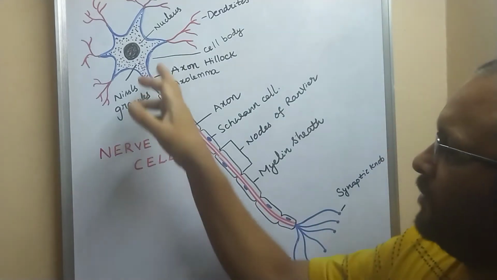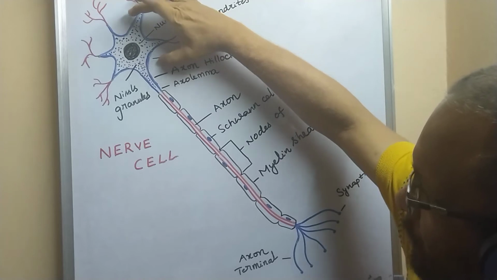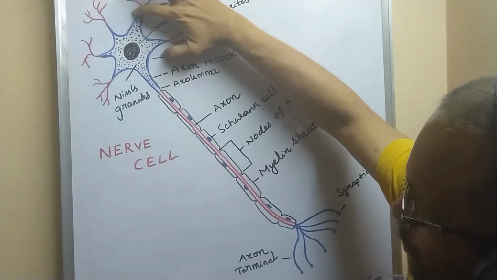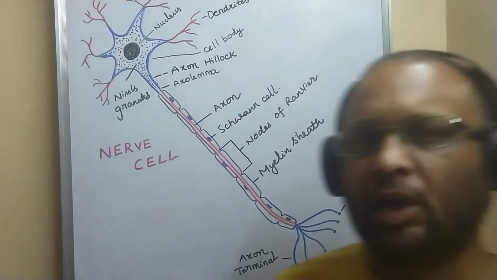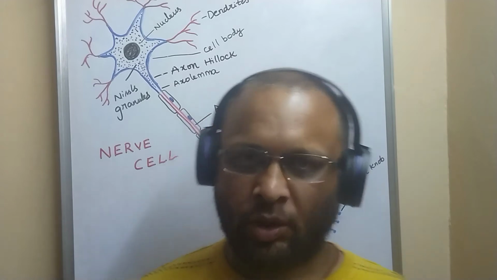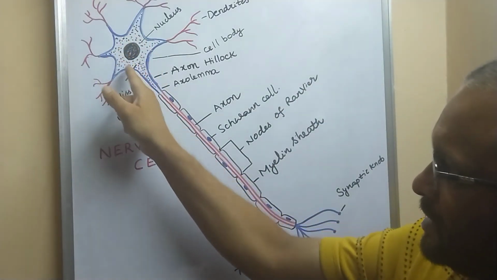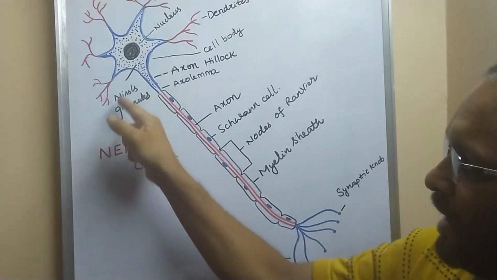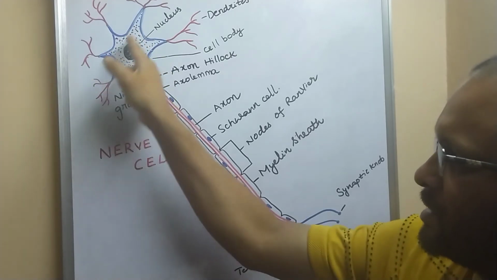If you see here, this part is the cell body. In the cell body, you can see a big, prominent nucleus. You can also see the cytoplasm around the nucleus, which is full of granules, granule-like structures.